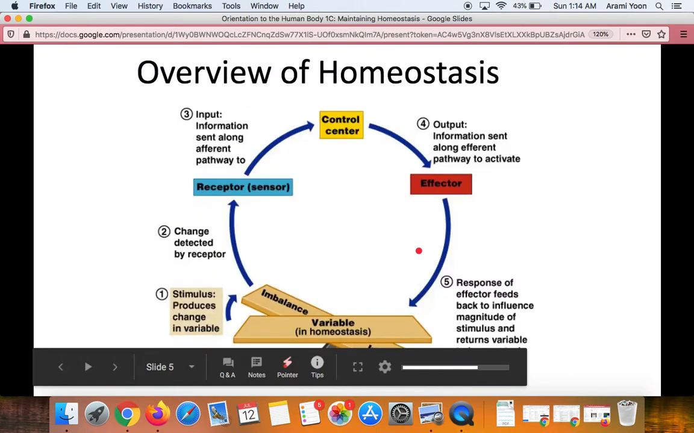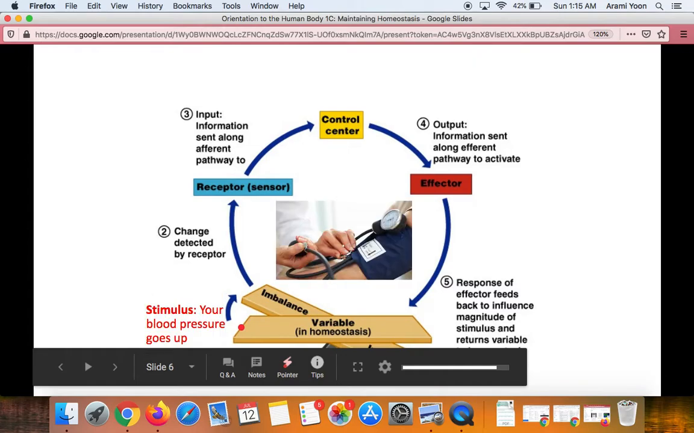So when we talk about homeostasis, these are the events that happen that allow you to maintain homeostasis when the variable gets imbalanced. And these are the three parts of every homeostatic system that allows you to get the variable back into homeostasis. So we're going to go through all of these, and we're going to use blood pressure as an example. Let's start with the stimulus.